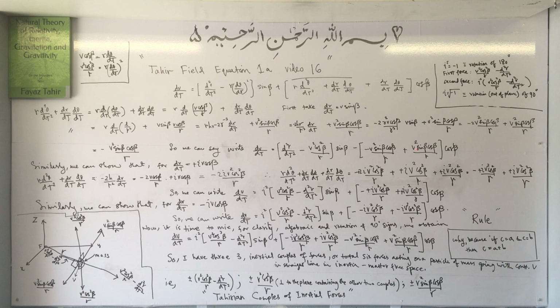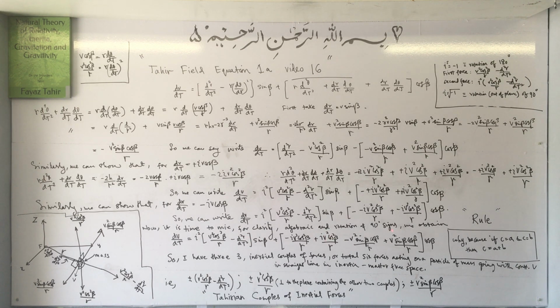And this is the expression that we get when we use dr over dt is equal to v sine beta. I didn't have too much space on the board, so that's why it's a little bit congested. So we can write dv over dt is equal to this cos theta. Now it is time to mix both the algebraic signs and the rotational signs for clarity.